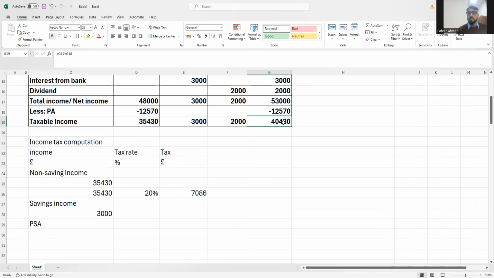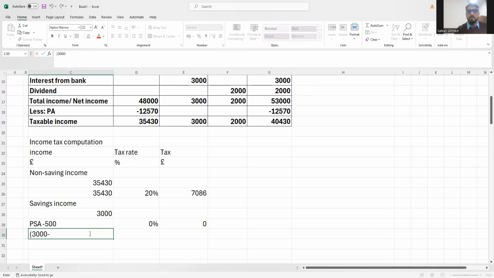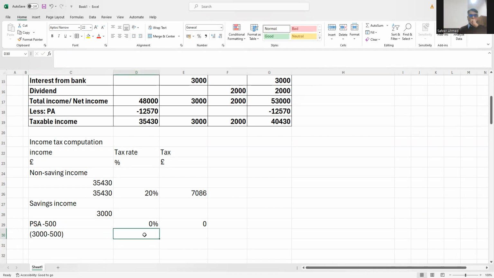Now, what does that mean? On the first 500 of the saving income, there is no tax, as it is covered by the personal savings allowance. So the PSA in this case, I can actually write it here, will be 500. So 500 of the savings income out of 3,500 will be tax-free. It will be zero rate, which means zero tax on that. Now, anything more than that, in this case 3,000 minus 500, will be taxed at the basic rate.